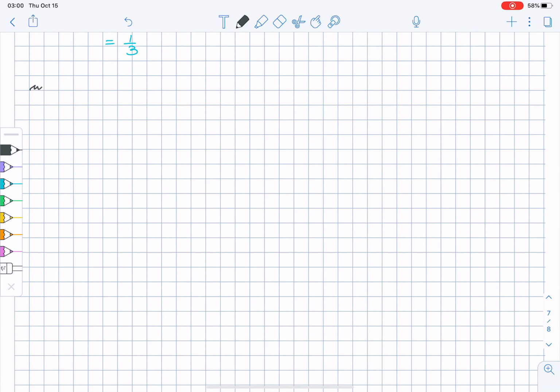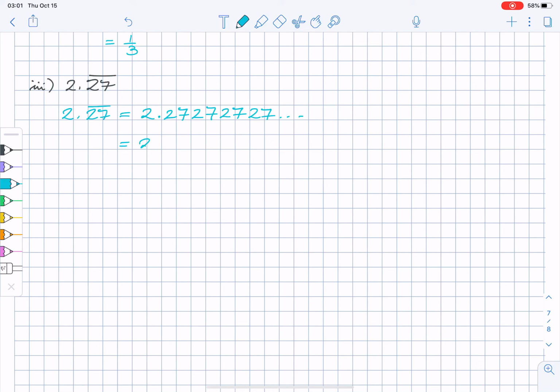So 1, 2, 3. And I guess I'll let this one be the last one. So let's say we have 2.27 bar. Okay, so once again, 2.27 bar is 2.27272727, etc., forever and ever.